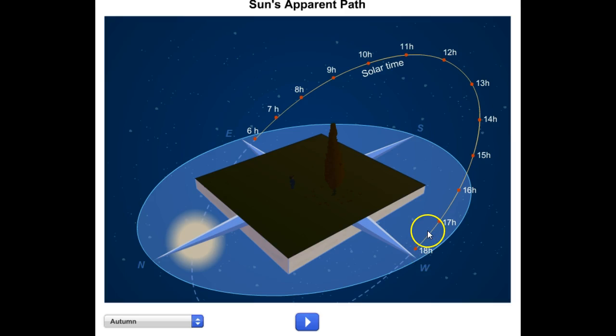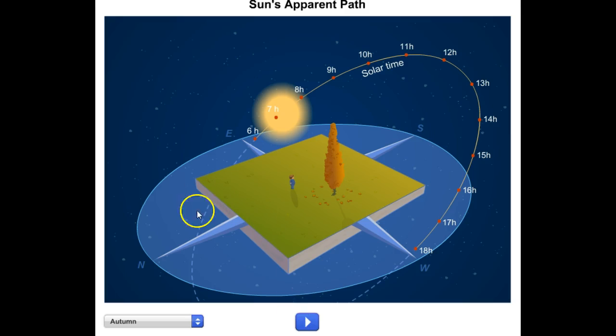Okay, so if you can imagine, it's hard to see right now, it'll be easier to see in a moment, but here's a person right here and here's a tree. So I'll pause it, but I want you to notice as the sun starts traveling its apparent path, at this angle, you can see in the fall or the autumn what happens to the shadows when the sun is at different points in the sky. So let's take a look, and I'll pause.